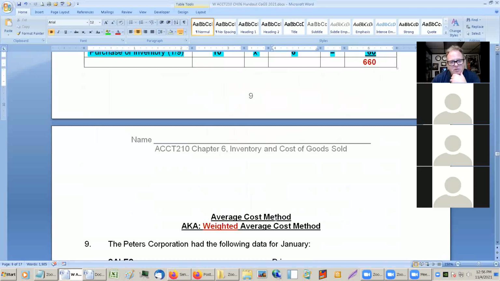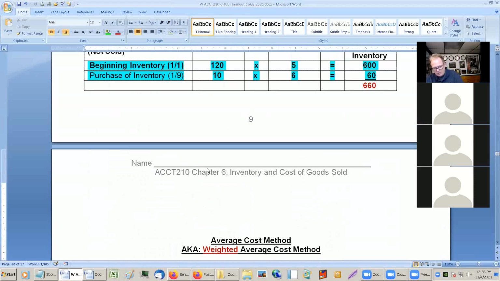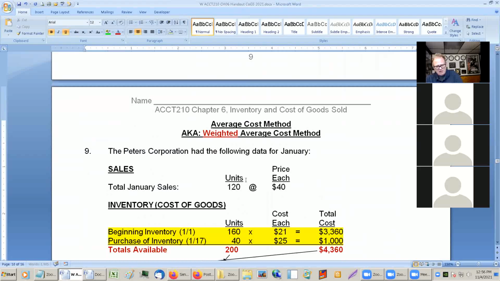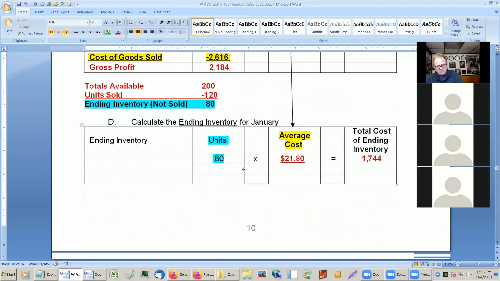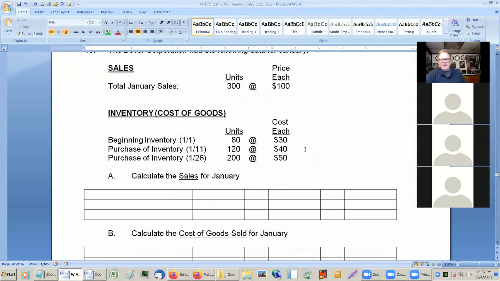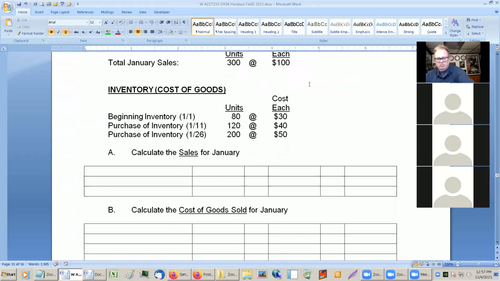Okay, let's go to, I don't think I did this one. Yeah, I don't think I did number 10. Nope. Okay. Number 10, we've got to find the total cost.